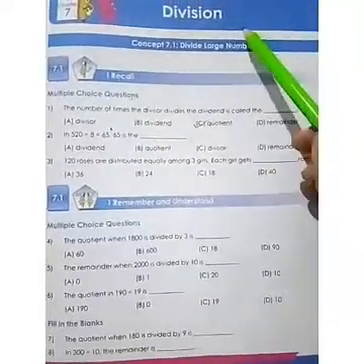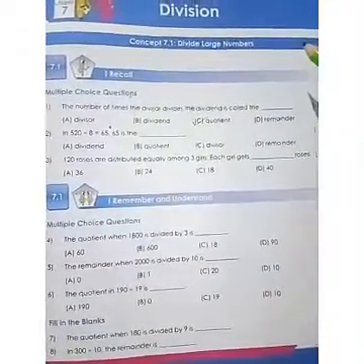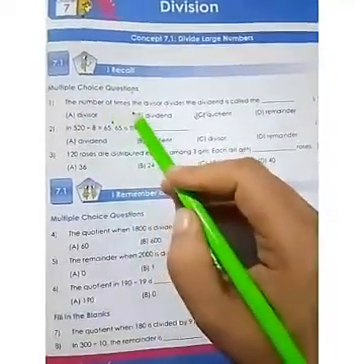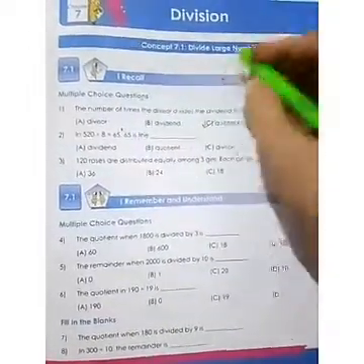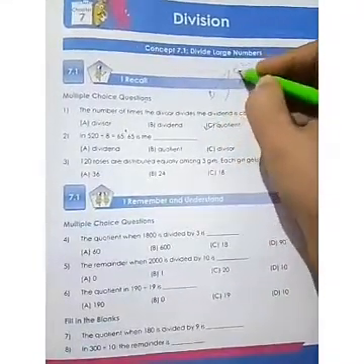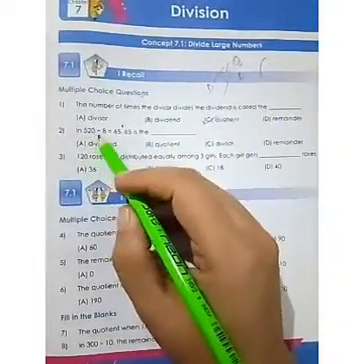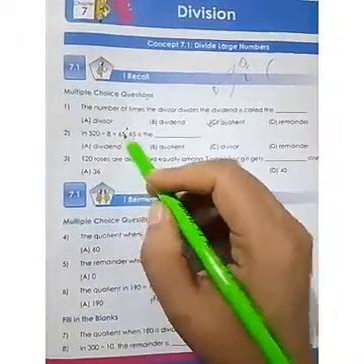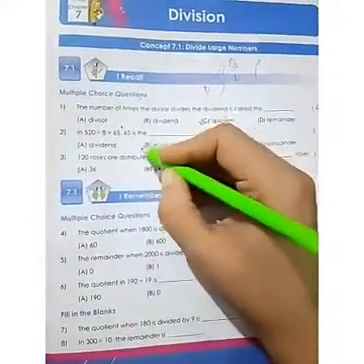The next is from the workbook, okay, and the topic is divide large numbers. We are going to do some of the questions from the workbook. Alright, the first question is: the number of times the divisor divides the dividend is called the, okay, so we know the dividend comes here, the divisor comes here, and the number of times it divides becomes the quotient. Okay, so it is option C. In 520 divided by 8, 65 equals, so if you divide 520 by 8 we get 65. Now 65 is what? Okay, 65 is the quotient.